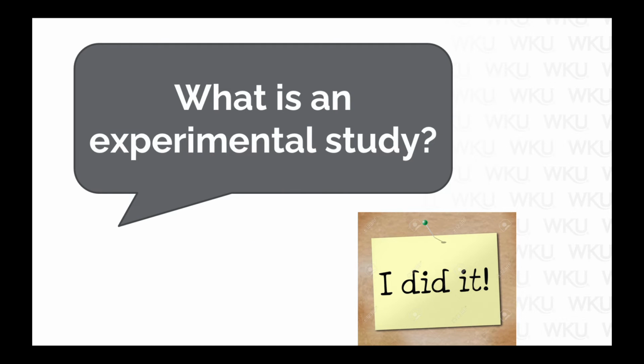Scholarly journals publish several types of articles. One is called an experimental study, also called empirical or primary. Often your professor will ask you to find an experimental study. If I publish an experimental study, it means I did the work myself. What does this look like?